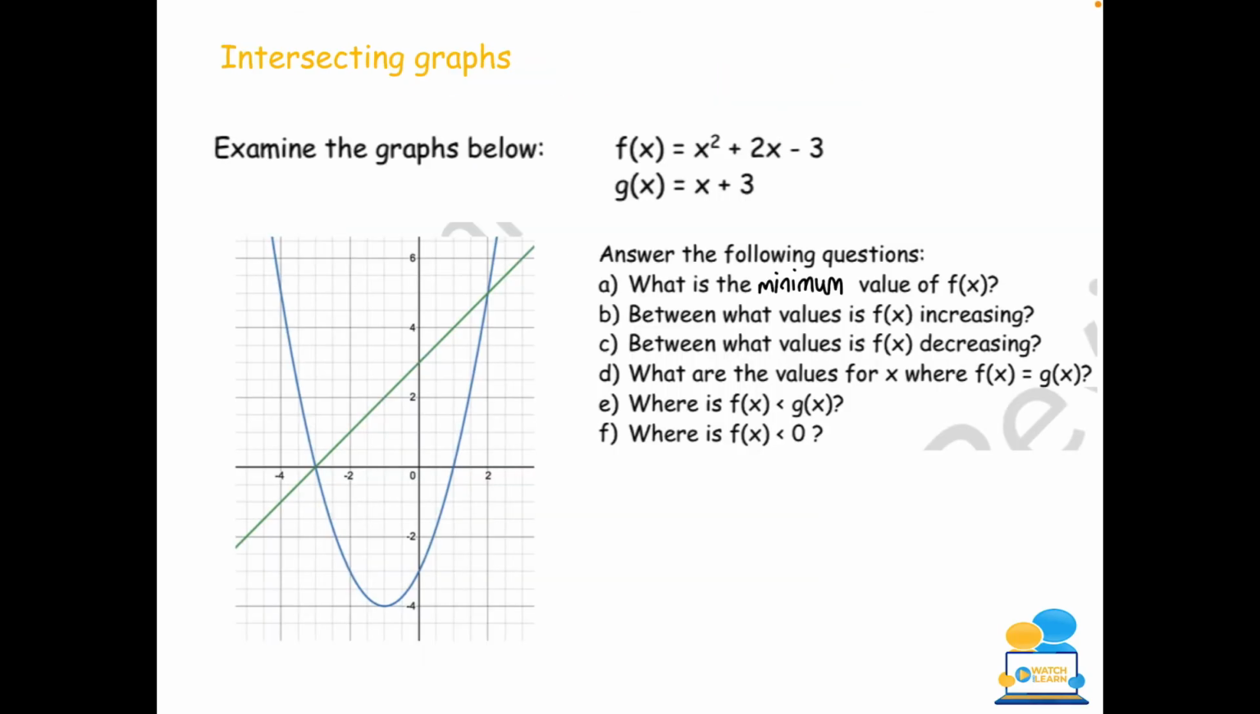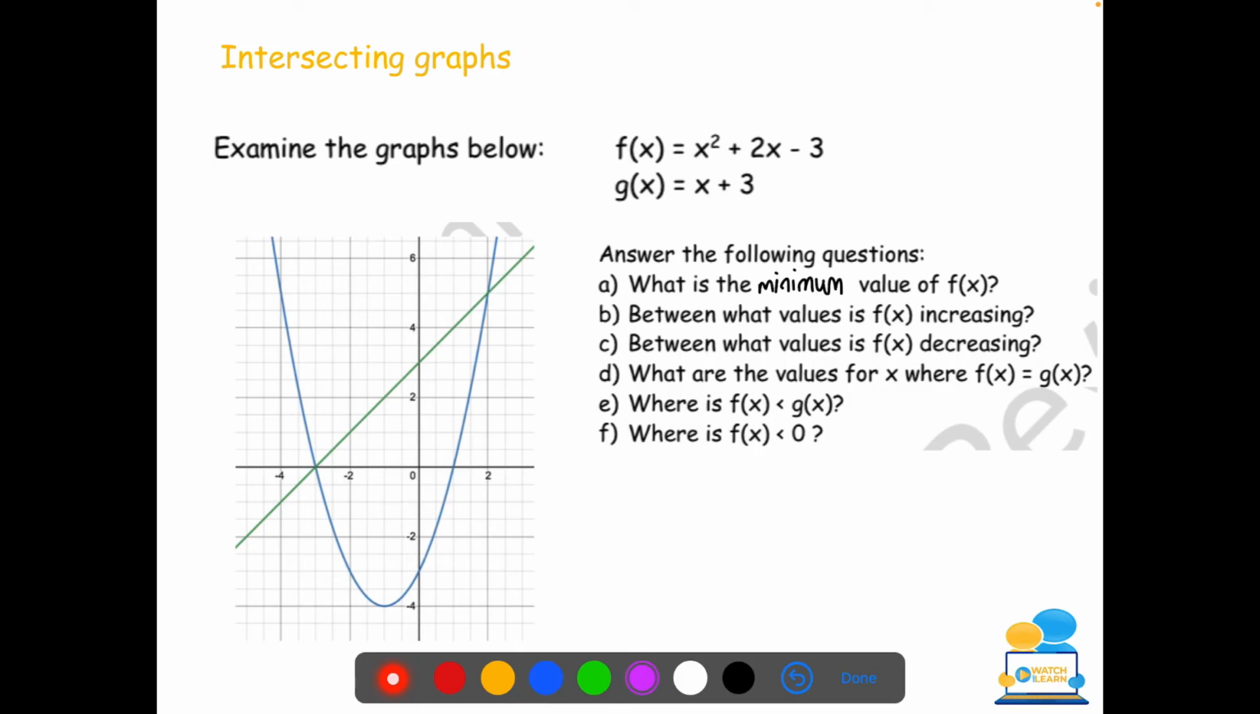I would advise you pause for a second, have a look at this question below, give it a go, and then resume when you have made an attempt. Let's look at the graphs below. f(x) = x² + 2x - 3. Again, you should automatically know this is the quadratic. It has a U-shape as it's positive, and remember the positive is the happy face. x + 3, then you should know that is a linear graph. What is the minimum value of f(x)? Let's look here. The minimum value of my curve, my quadratic, is going to be where y is equal to -4.